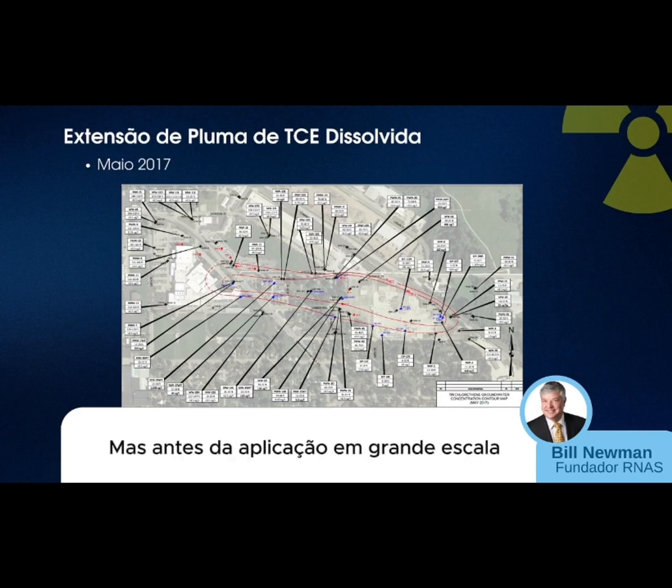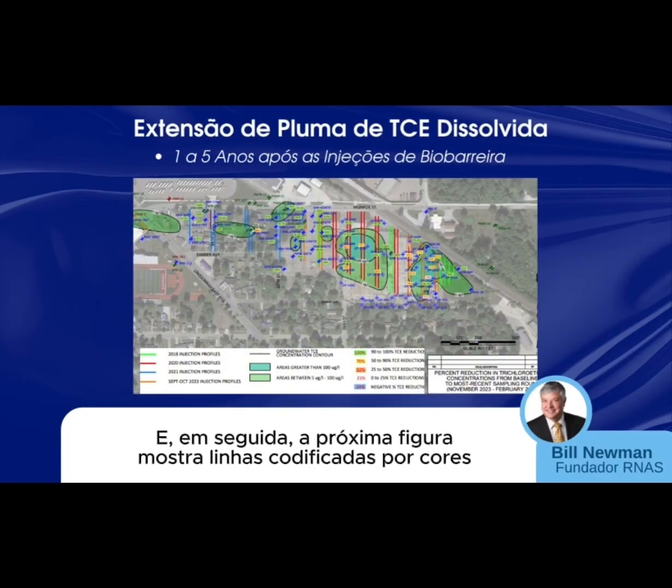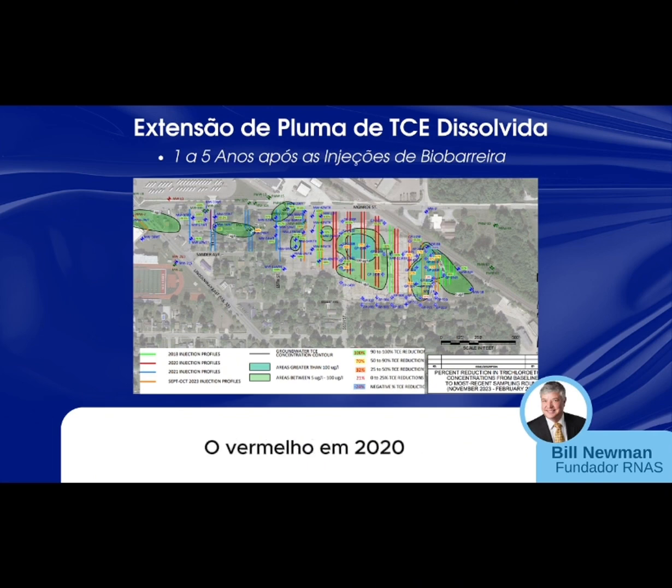So this is what the plume looked like in May of 2017 after the pilot test, but before the full-scale application. You can see it's a very long, narrow plume because of the fast advective groundwater flow. And then the next figure shows color-coded lines showing the biobarriers, the green ones installed in 2018, the red in 2020, the blue in 2021, and the orange most recently in 2023.